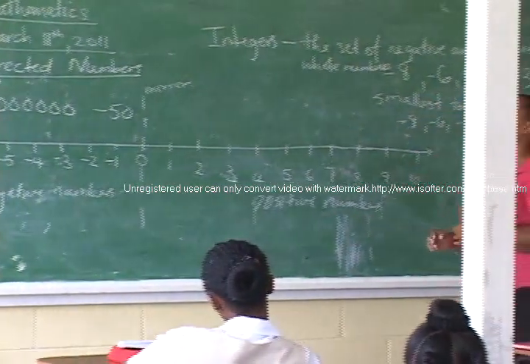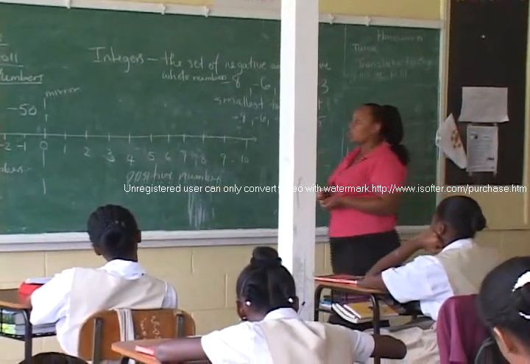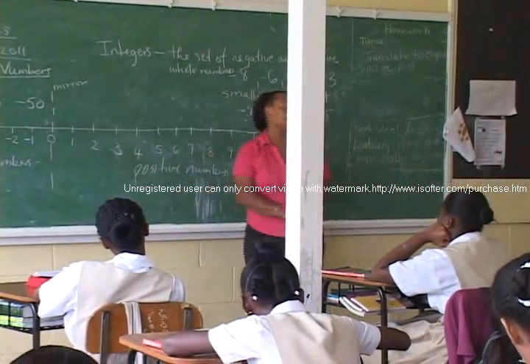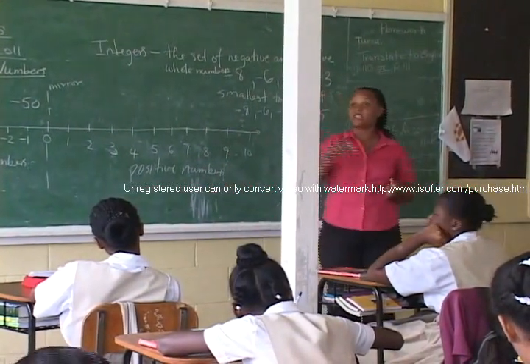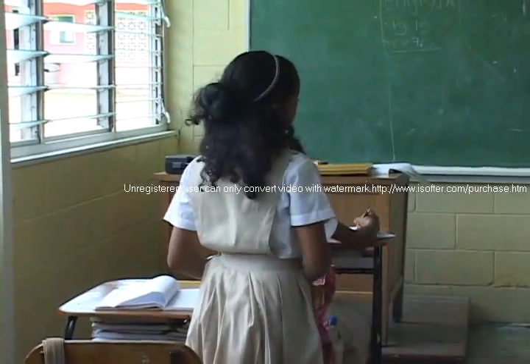Alright, so we have that. Now, do you have any questions on the negatives and the positives? Any questions? I was just wondering if there are negative numbers that have decimals. Yes. You can have negative numbers that have decimals.